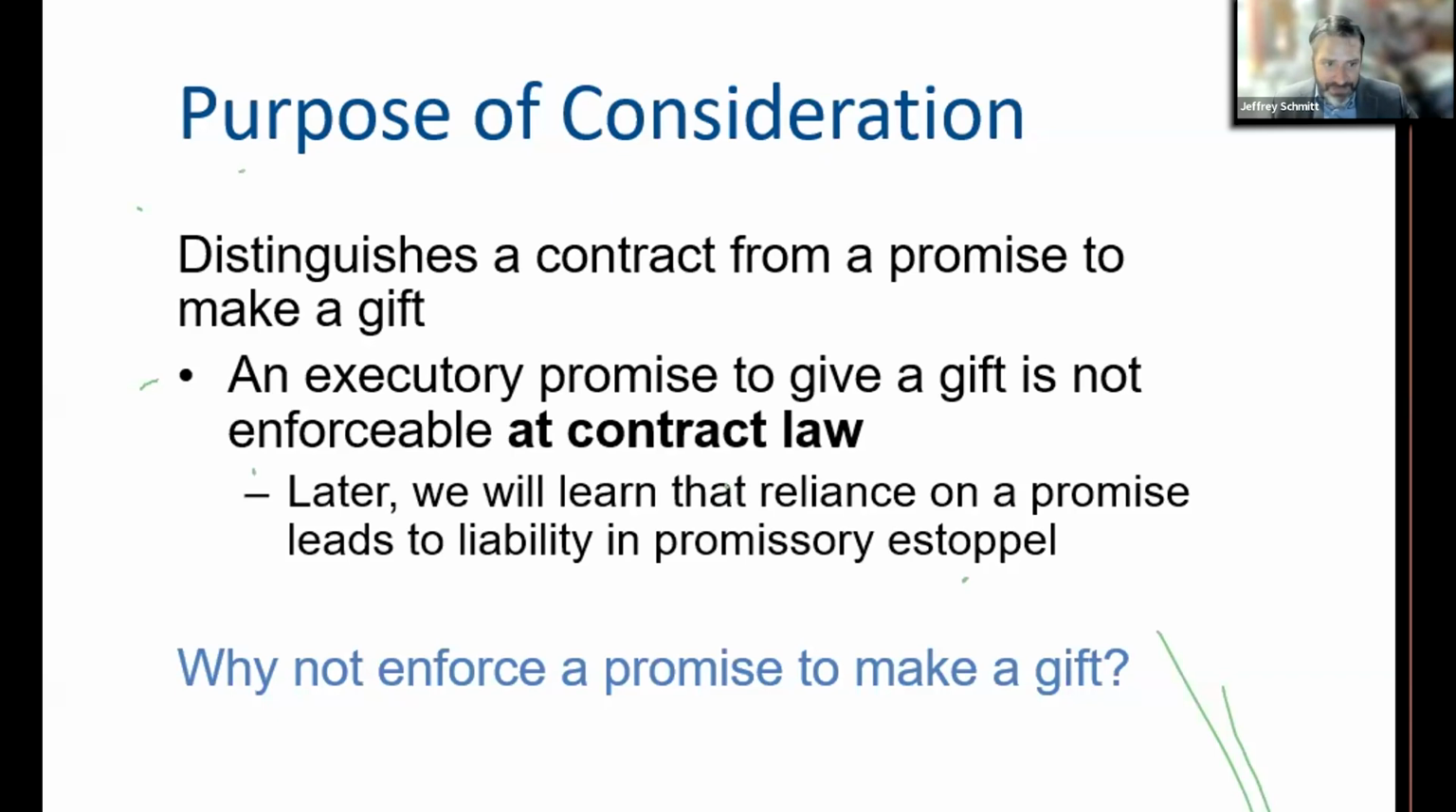Sometimes, if there's reliance or something like that, we could get liability, but it will not be called a contract. It'll be called estoppel, something we're going to cover later in the course. But it's important to distinguish between those two things, estoppel and a contract, because it's going to have a lot of implications for damages. So a promise to give a gift is not enforceable. Why is that so important to the British system, to the American system, to the English system?